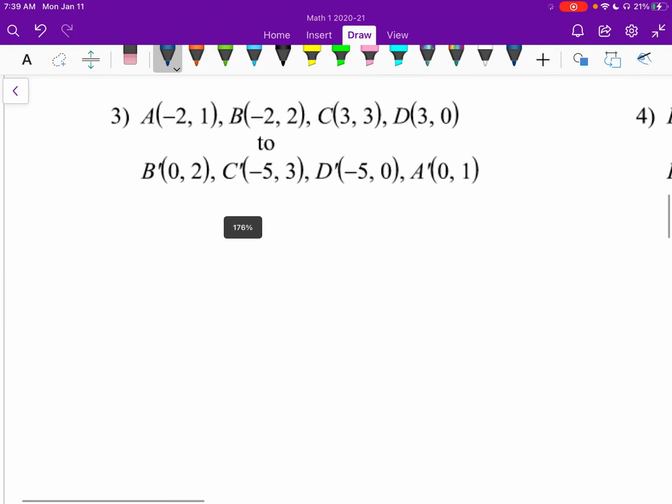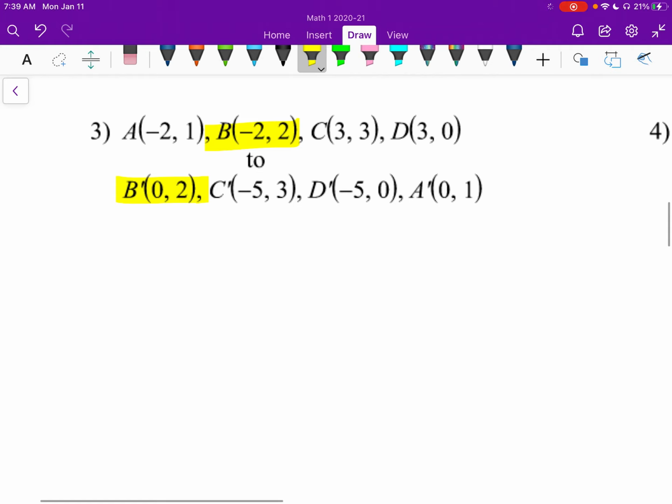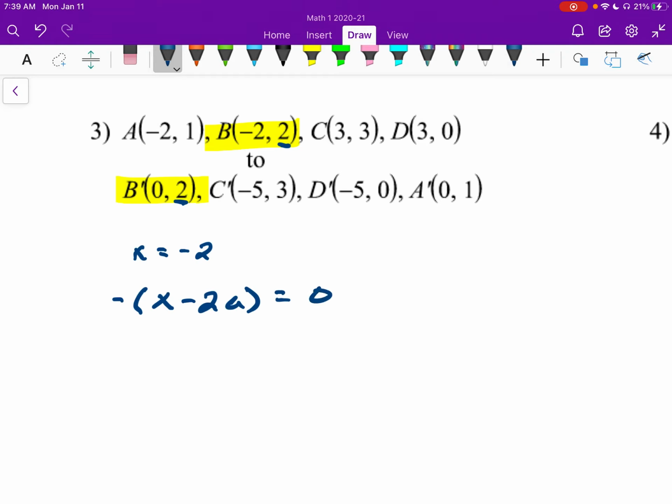Number 3, let's look at B. We have B and B prime. If we look here, our second term, our y, stays the same, right? We have 2 and 2. The x goes from -2 to 0. So my x is going to initially be -2, and then I'm going to need to write my formula down, right? And my 0 came from right there, my new point.